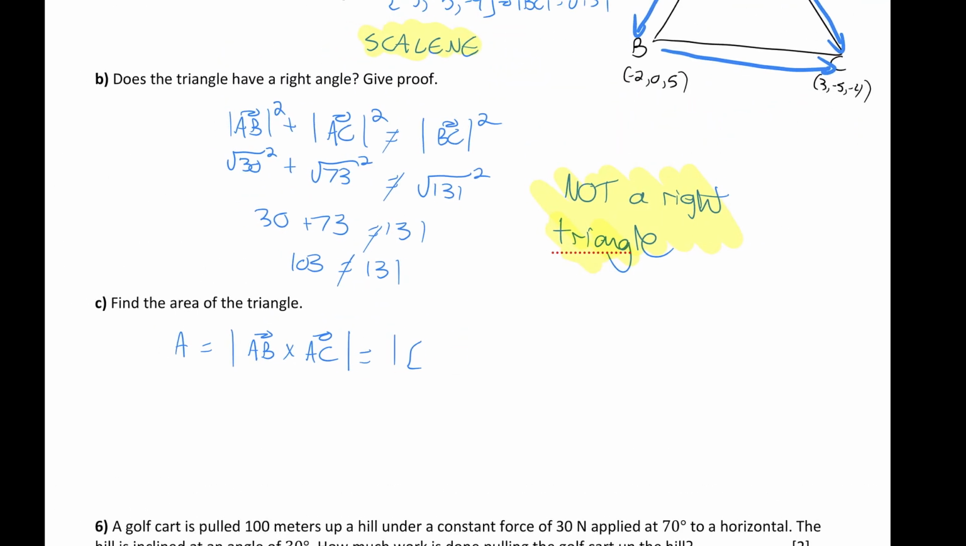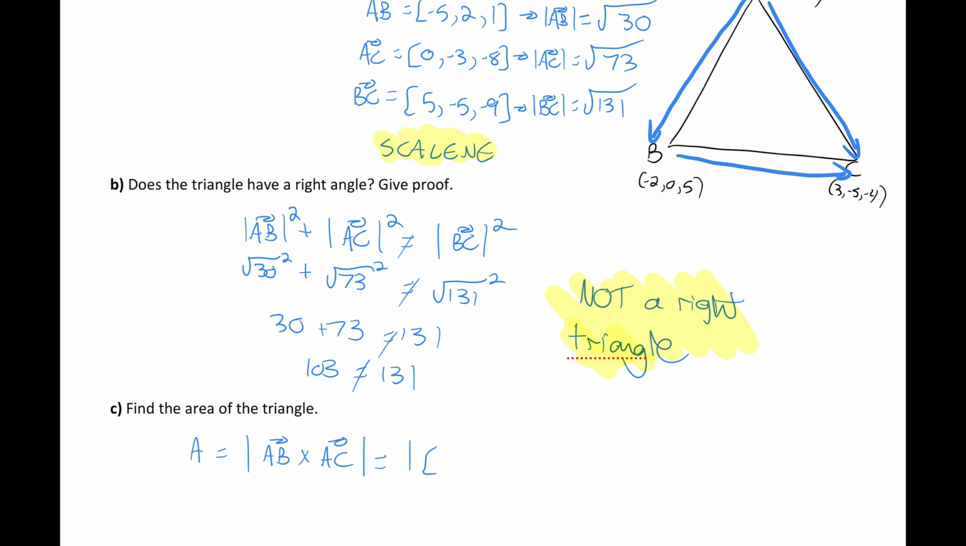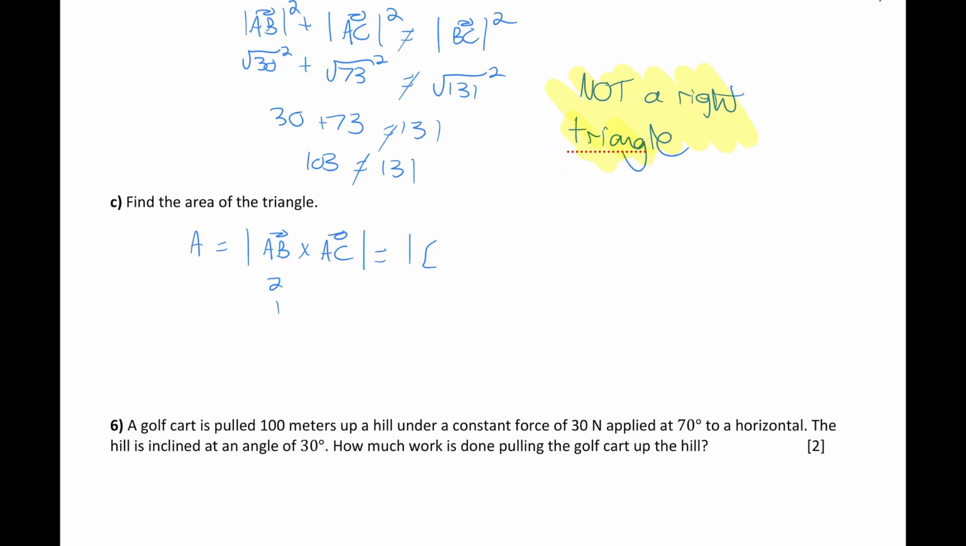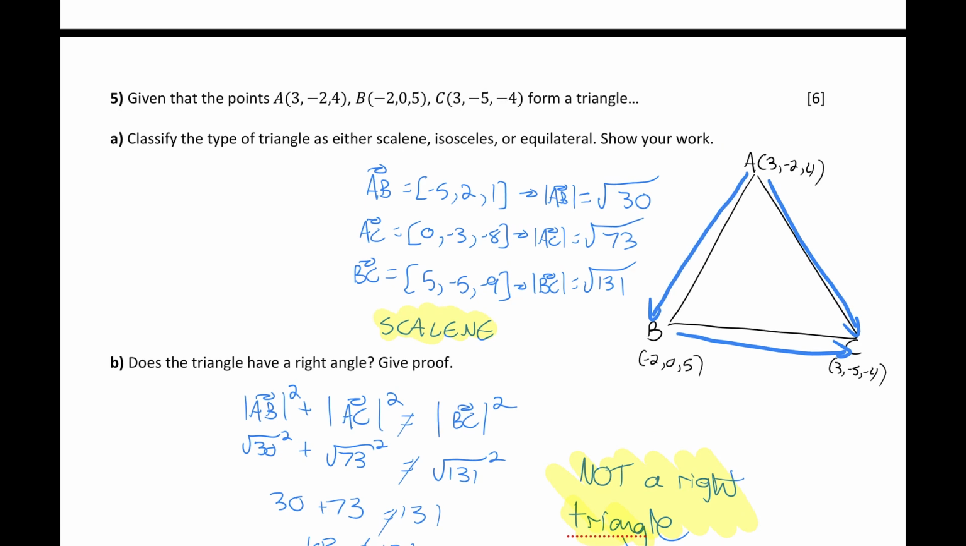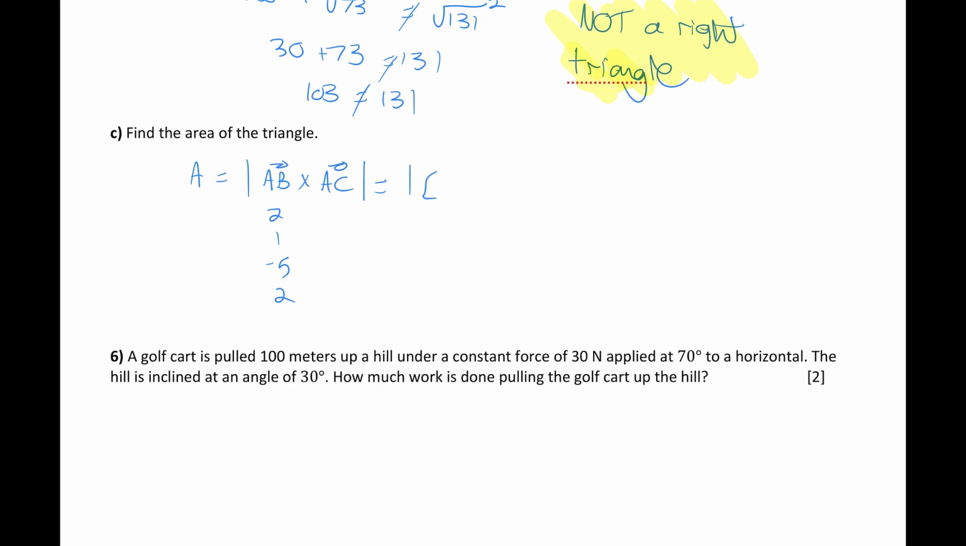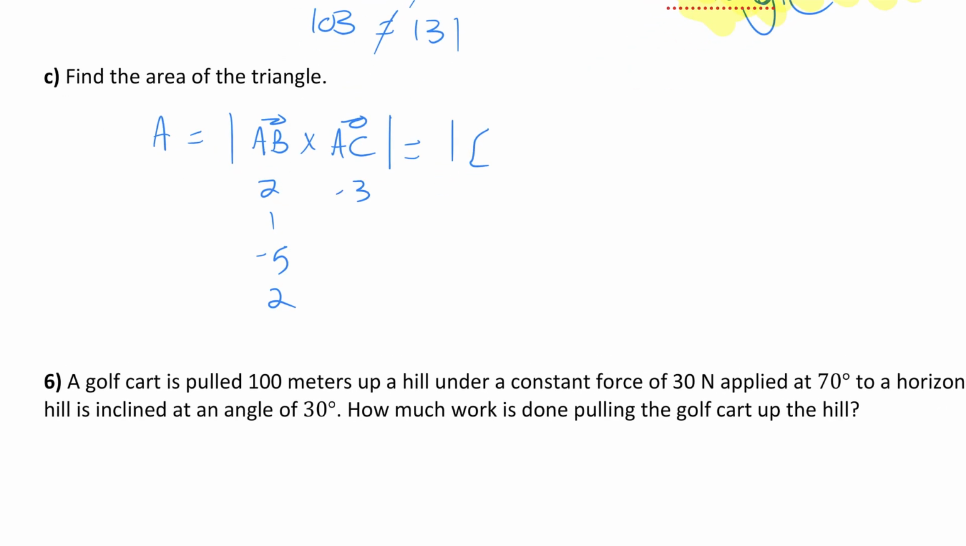So those two vectors, what were they? AB was -5, 2, 1. So underneath AB, I will write 2, 1, -5, 2. And AC was 0, -3, -8. So I will write -3, -8, 0, -3. Oh, and remember, I almost forgot, I'm going to have to be cutting this area in half, right? So the area would equal a half of this magnitude. So let me put a half in front of there.